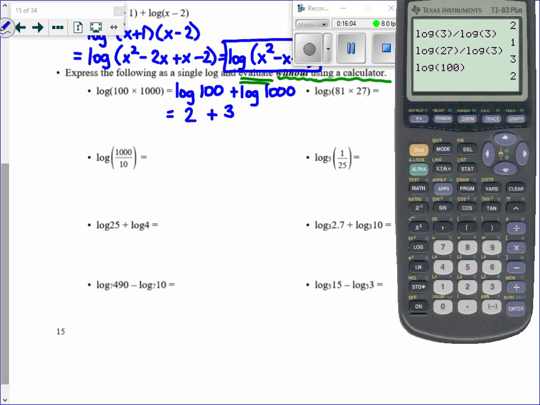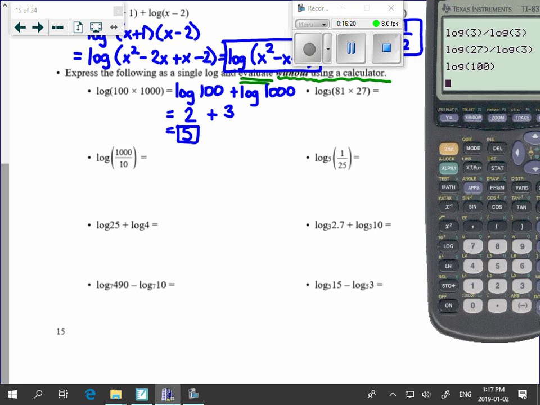Hopefully you didn't need to use your calculator to say 10 cubed would give me 1,000. So this is the same thing as 2 plus 3, which is 5, right? And then it says evaluate. That's what it means. I need an answer in the end. Equals 5. Okay, let's try this one.